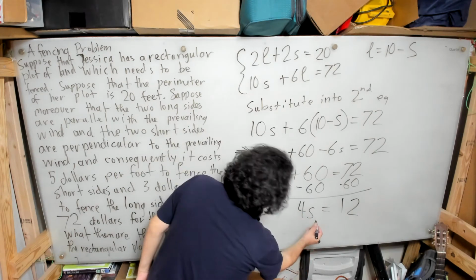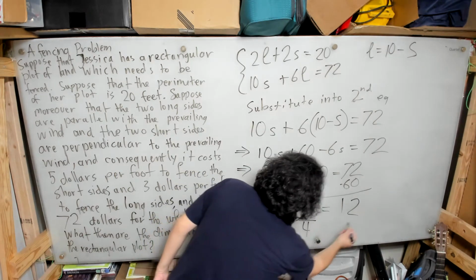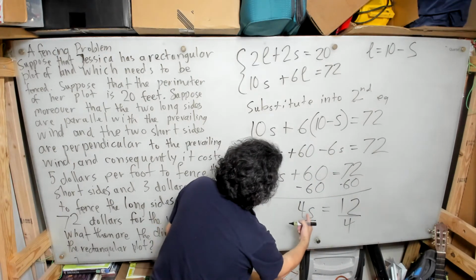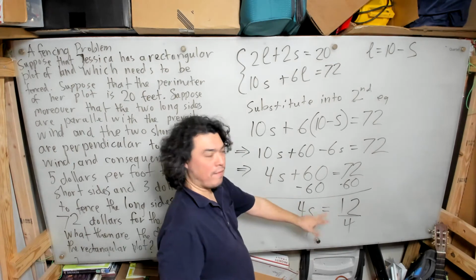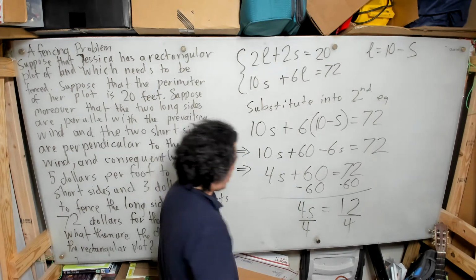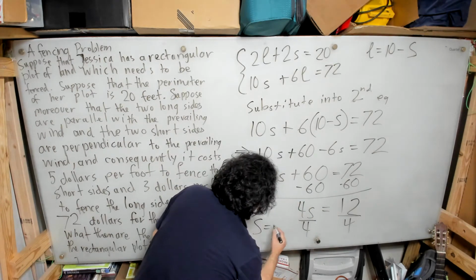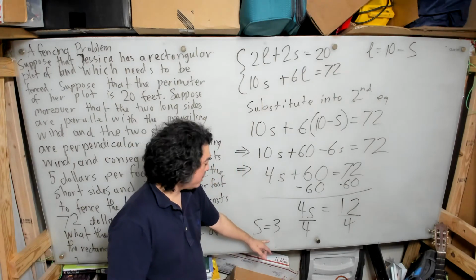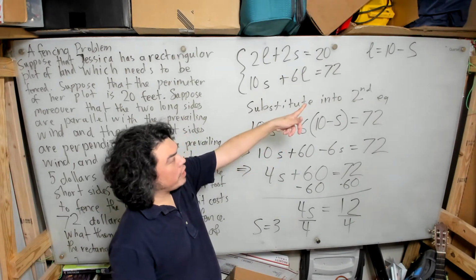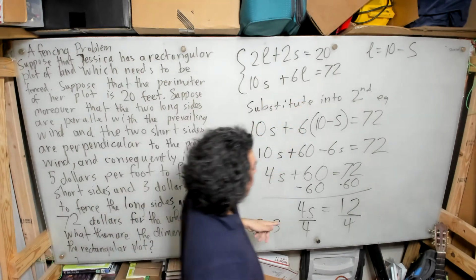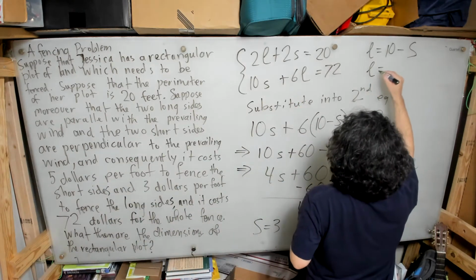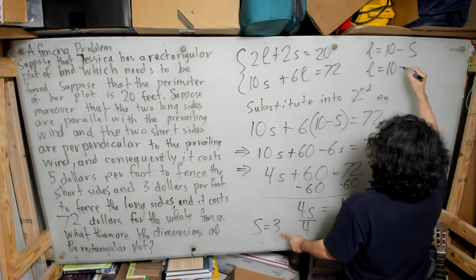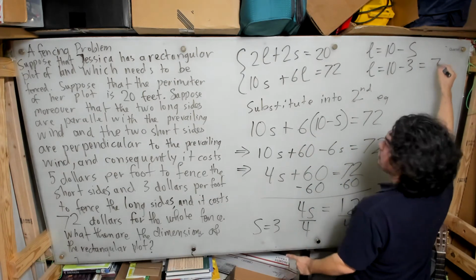So I'm going to divide the left by 4, and divide the right by 4, and I know that this is going to give me S. What's 12 divided by 4? 3. So I have here S equals 3. That's the length of my short sides. And now, from over there, I can see my L is 10 minus S, but we know now that S is 3 here. So it's 10 minus 3, so that's 7.